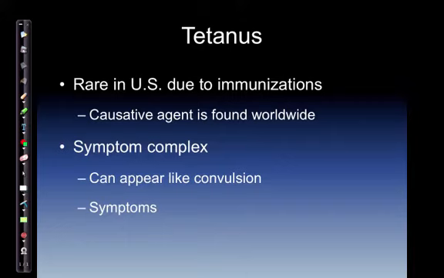Tetanus, rare in the U.S. due to immunizations. Causative agent is found worldwide, which is an exotoxin of Clostridium. Symptom complex can appear like convulsion. Symptoms are spasm of the skeletal muscles, trismus, risus sardonicus. Trismus is tightening of the jaw muscles, clenching of the teeth. Risus sardonicus, contortion of the face, raised eyebrows, twisted grimace, like an evil sneer. Opisthotonus, massive skeletal muscle contraction that causes the entire body to arc.